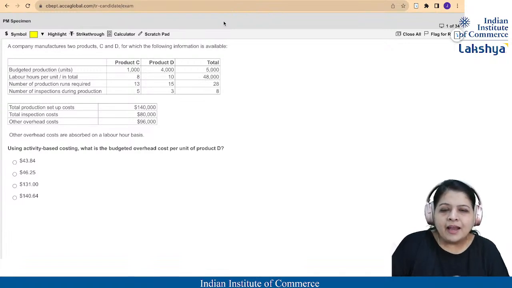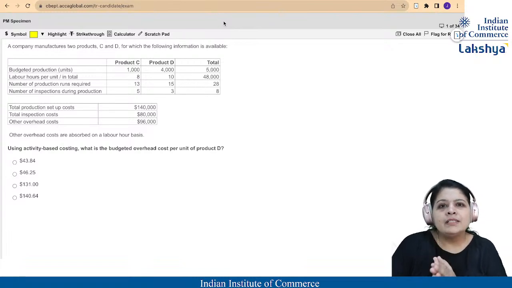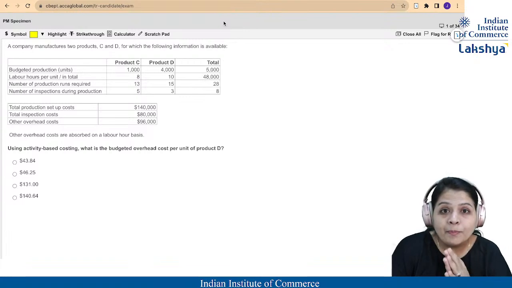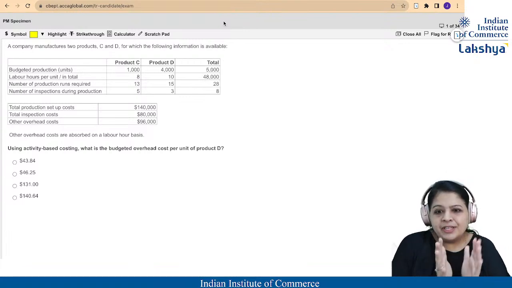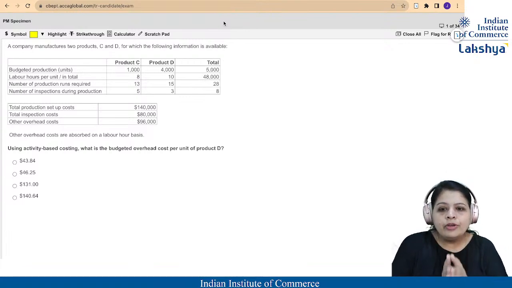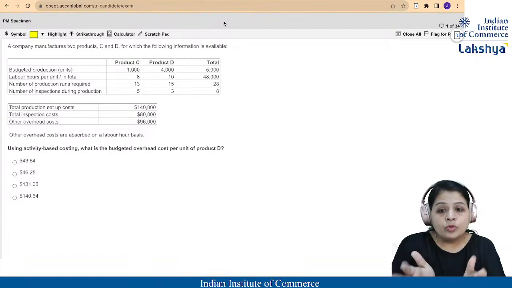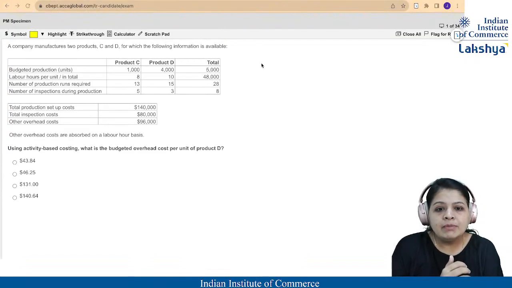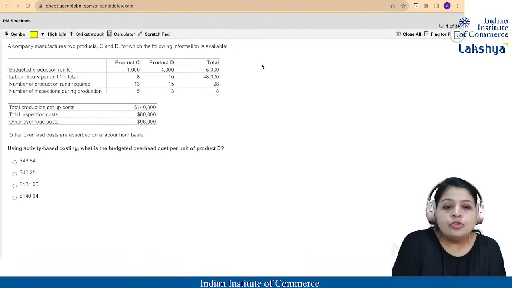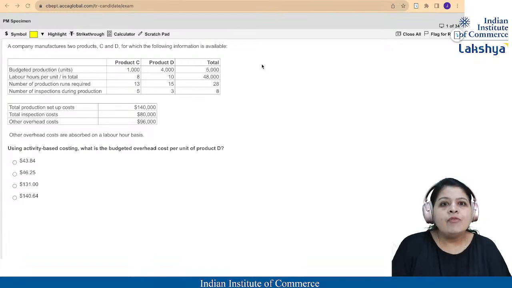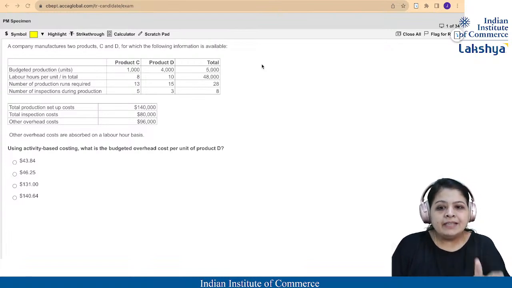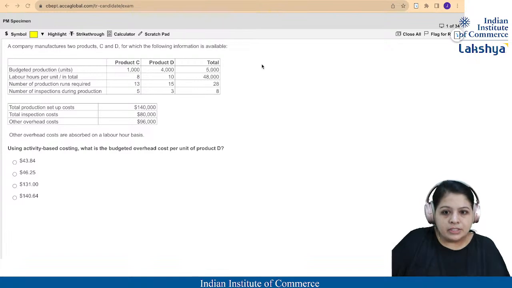And today I have brought you a specimen paper directly from the ACCA CBE platform. So today in the class, we are going to do a question paper which is picked up from the CBE platform. And if you notice, I am on the CBE platform itself, so you can understand how to deal with a question when it is on the screen.